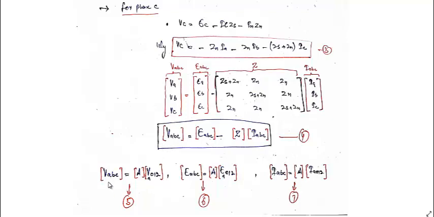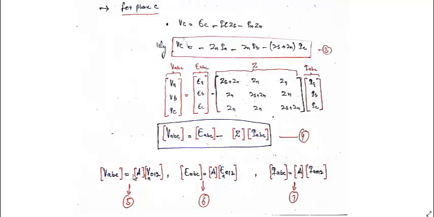That means we can represent this voltage, the actual voltage, in terms of the sequence components. That is A times VA012, and I will tell you what the value of A is. Similarly, EABC, the generated voltage, may have its own sequence components, and to convert it into sequence components we can use this A. EABC will be A times EA012. Similarly, IABC can be written as A times IA012.